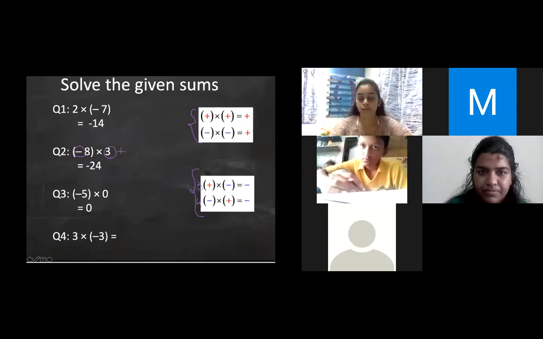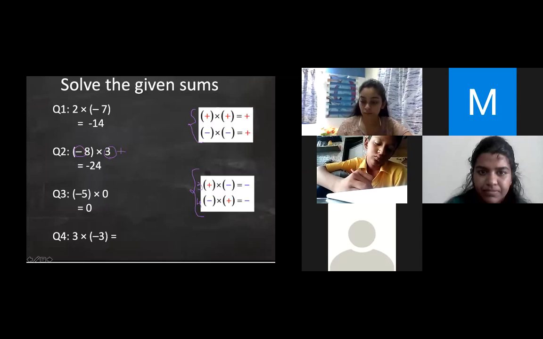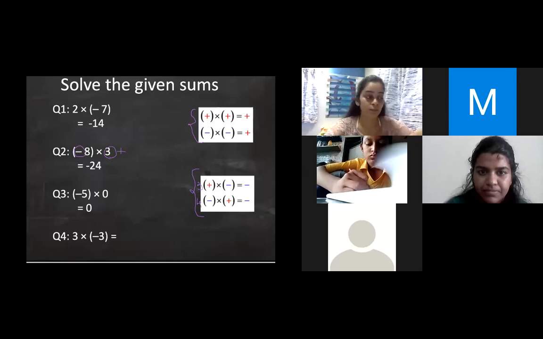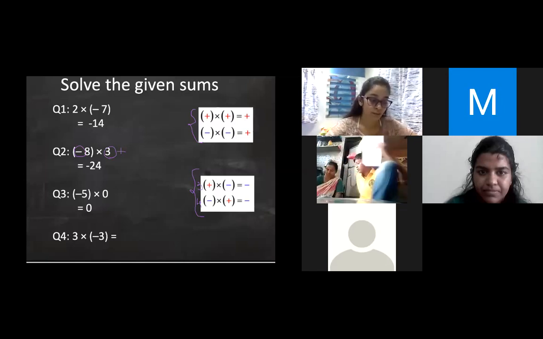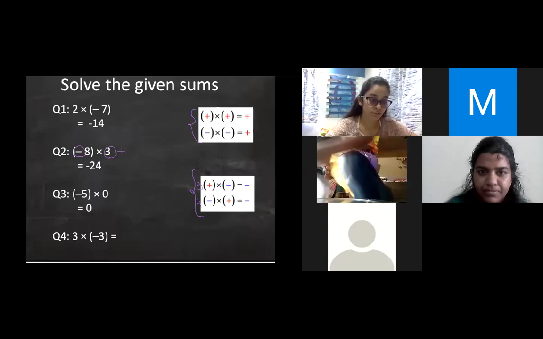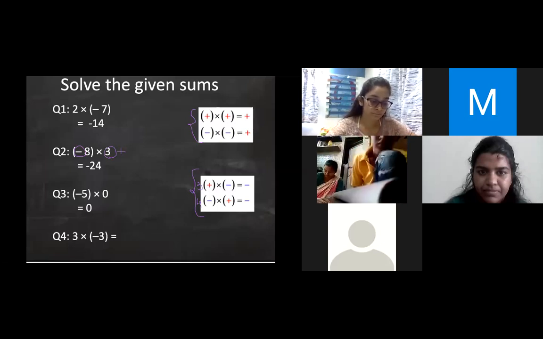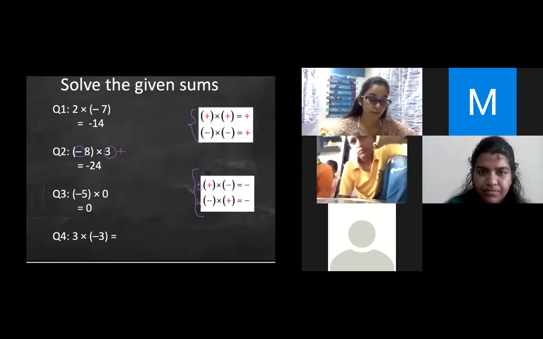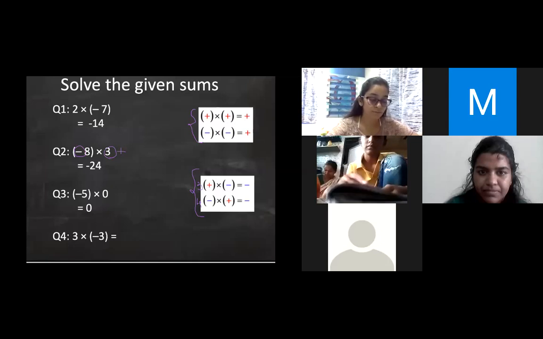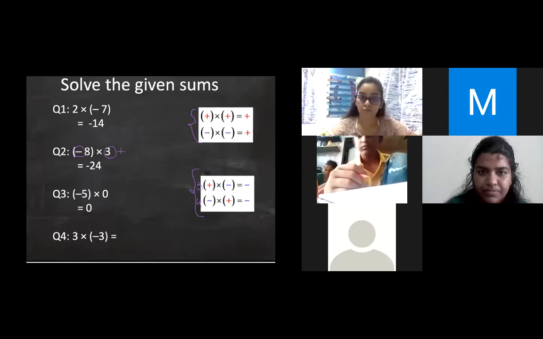Kushnuma, help me with this question. I understand the first one was a little tricky. So tell me, let us solve the fourth question together. Can you read out the question for me? 3 multiplied by minus 3 in bracket. Okay. So can you tell me what is the sign in front of the first 3? Plus. Correct. So which formula will you use out of the 4 like formulas that you have? Third. The third formula, positive multiplied by negative.